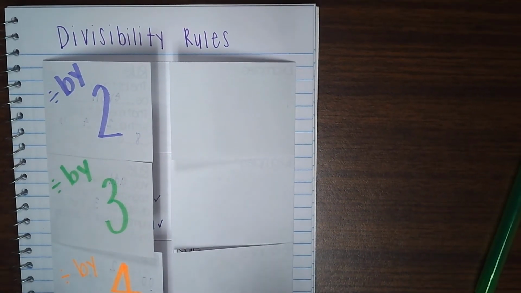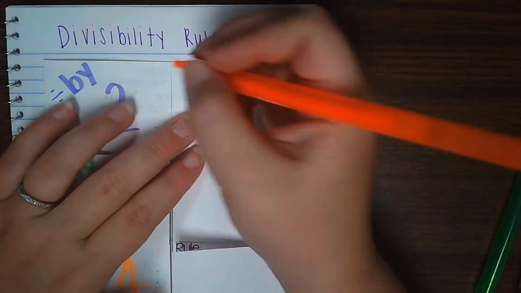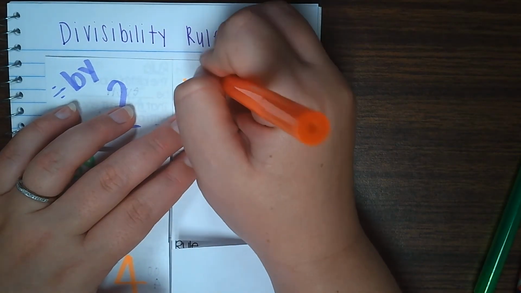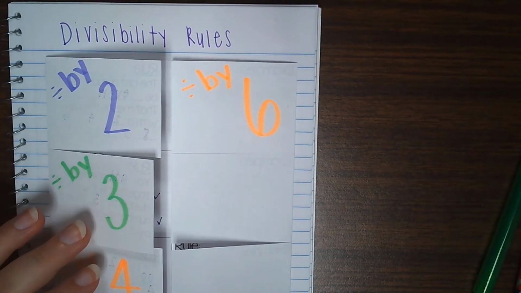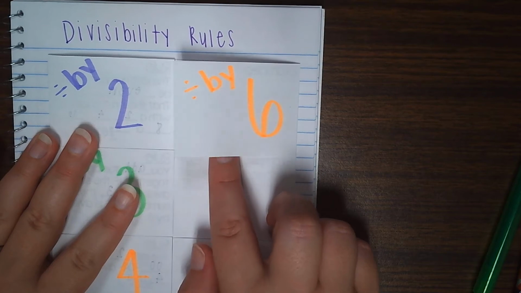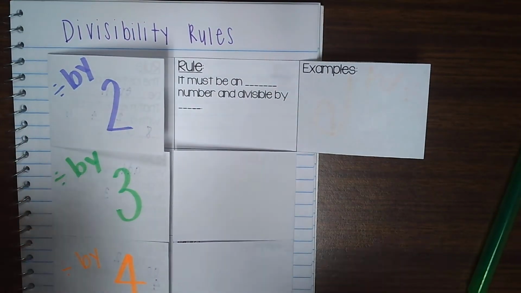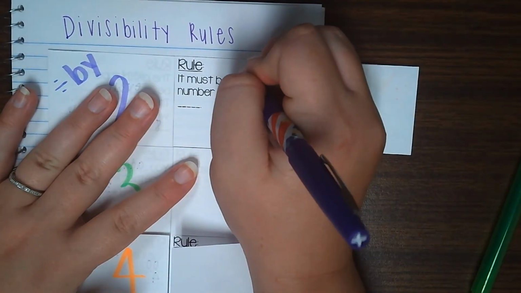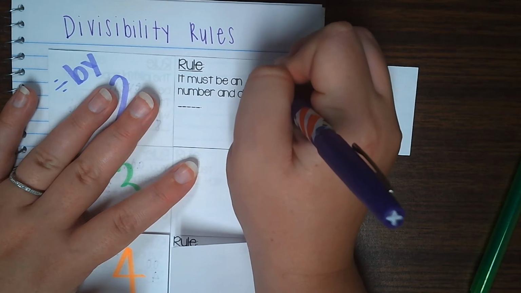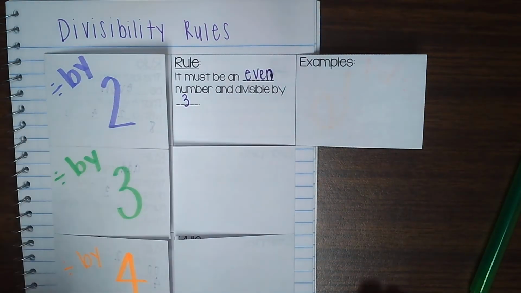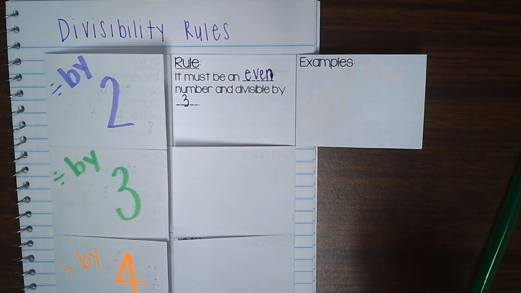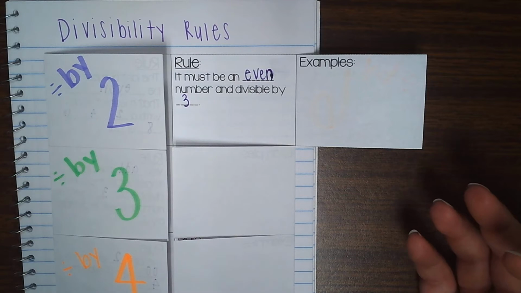Moving on, let's go to the top of the next column, and we're going to look at the rule for divisibility by 6. How do we know if a number is divisible by 6? It must be an even number, and it must be divisible by 3. So it's got 2 criteria. Basically, if it's divisible by 2 and 3, then it's divisible by 6.